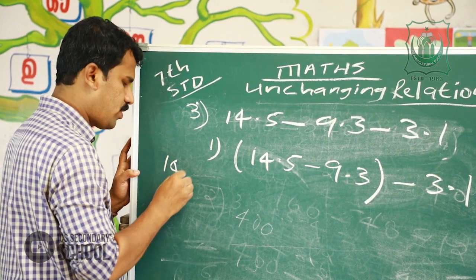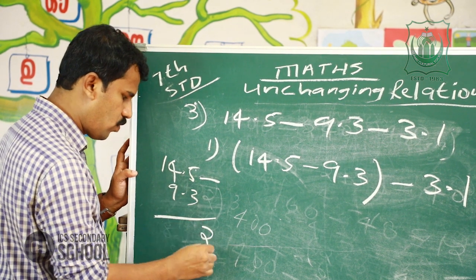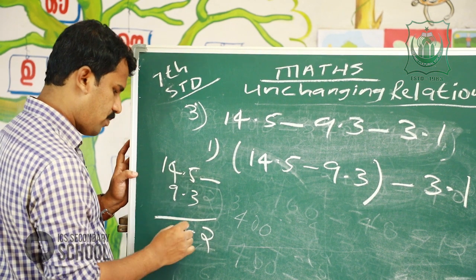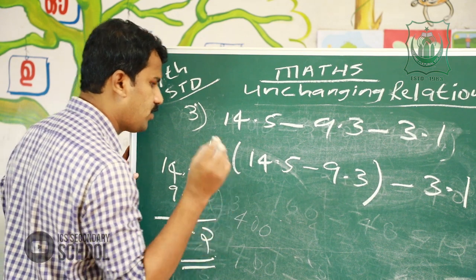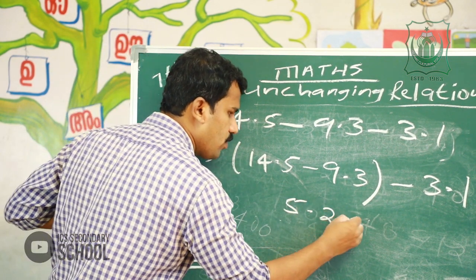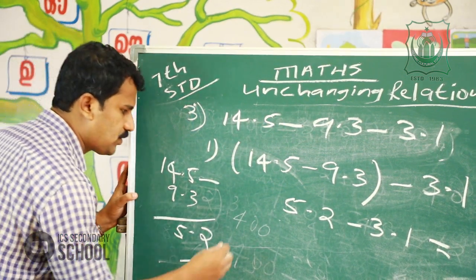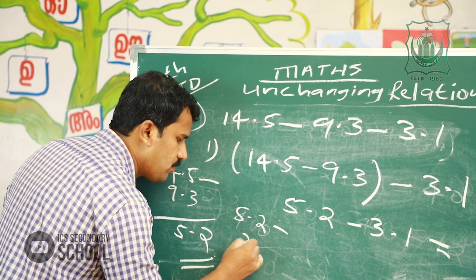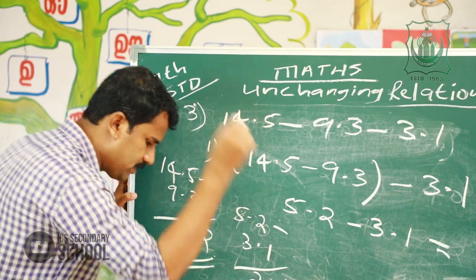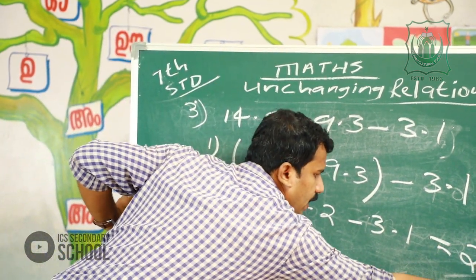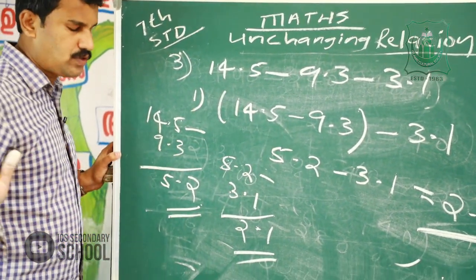Okay, 14.5 minus 9.3, that is 5 minus 3 is 2, 9 up to 14 is 5, that is 5.2. Then 5.2 minus 3.1: 2 minus 1 is 1, 5 minus 3 is 2. The answer is 2.1. So the first method you can solve like this.